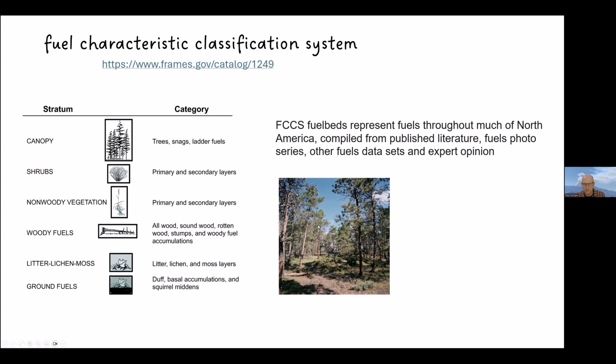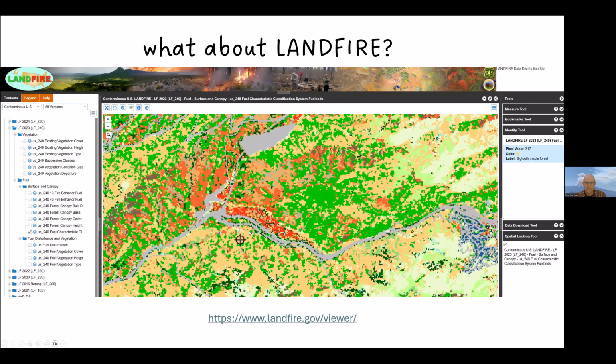So the FCCS for any given fuel bed includes these six strata, right? The canopy, and you can see that with the overstory here in the picture on the right. Shrubs, which you can see a little sagebrush here and a little bit of low juniper in the middle ground there. Non-woody vegetation such as grass, that's in here as well. Woody fuels, we've got a down log on the forest floor in this picture. Litter, lichen, and moss, as well as ground fuels like duff, and that's all in here as well. So we have this mapped for the whole country.